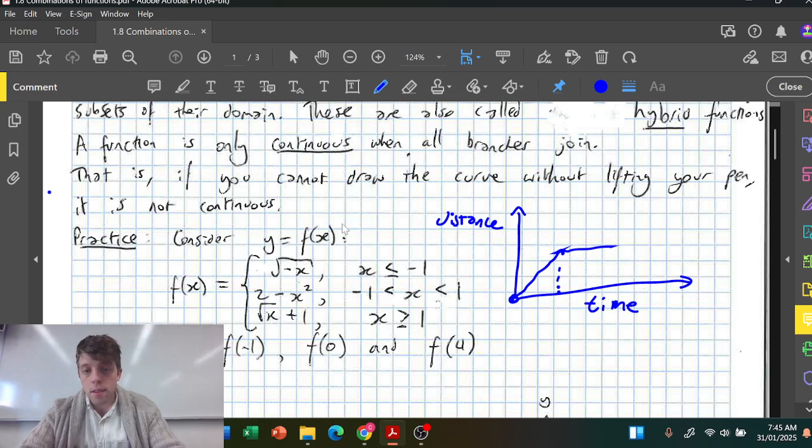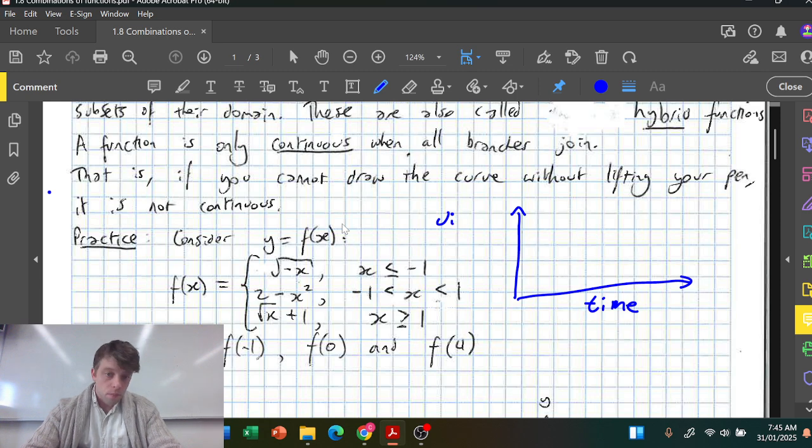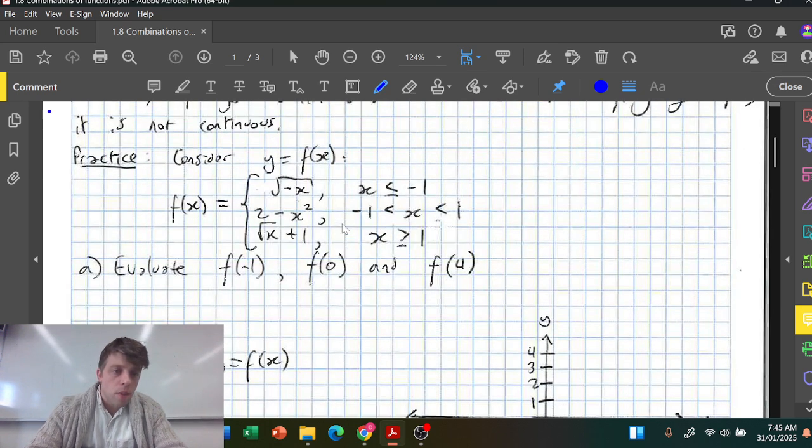So now let's have a look at this example here, and let's see if we can create a graph related to a piecewise function. Starting out with this one, we have the function f of x, and f of x has different rules depending on the interval of x values that we're putting in. For all x values that are less than or equal to -1, the equation is going to be the square root of negative x. For all x values between -1 and 1, we're going to have this equation. And for all x values greater than or equal to 1, we're going to have this equation.